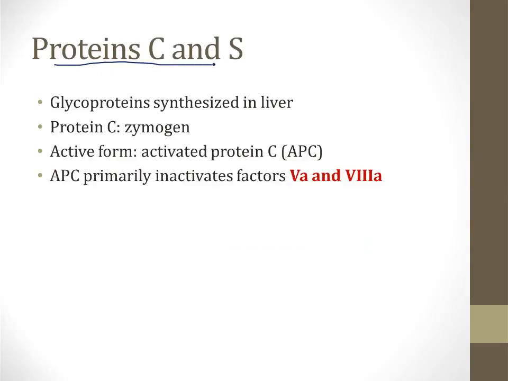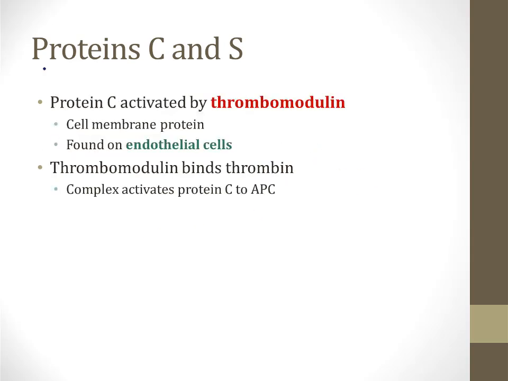Protein C and protein S are glycoproteins synthesized in the liver, much like many of the clotting factors. Protein C is a zymogen, which means it's inactive. Its active form is called appropriately activated protein C, or APC. And APC's job is to inactivate primarily factors 5A and factor 8A. The way that protein C inactivates those clotting factors is somewhat complicated.